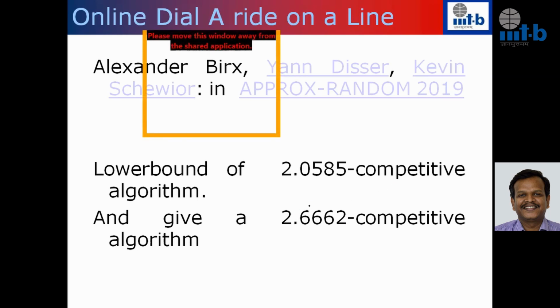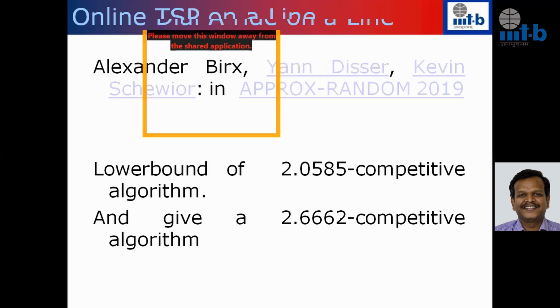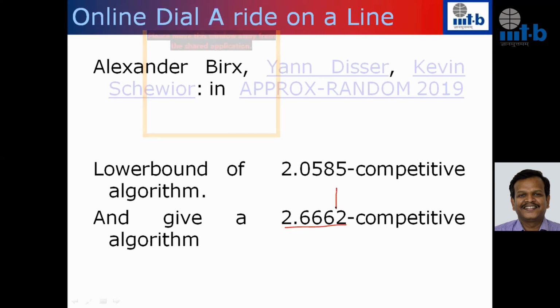This is the lower bound, but what is known here is 2.04, and they also have an algorithm which achieves this. But in the case of the dial-a-ride problem, the best known online algorithm can achieve 2.67. There is still a large gap between the lower bound and the best algorithm, and there's still a large gap to be filled.